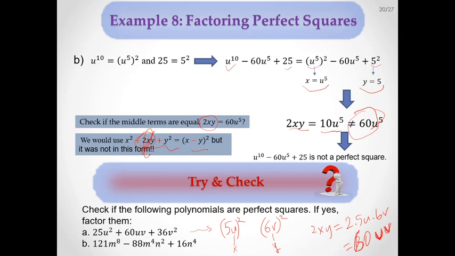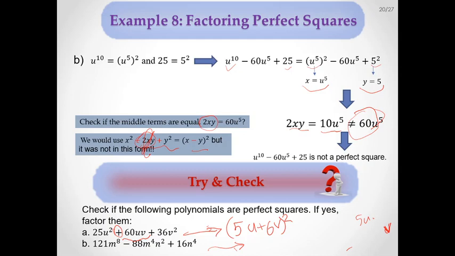Yeah, okay, 60uv. So we got the middle term. So it means this is a perfect square. Since we have plus here, it will be (5u + 6v) squared. Okay, let's look at the other one.